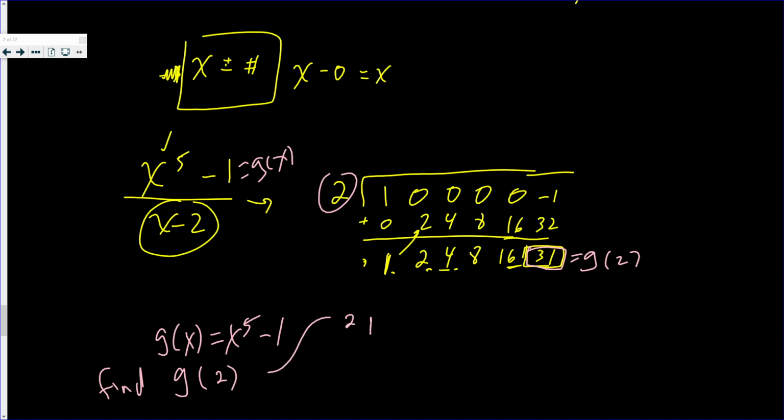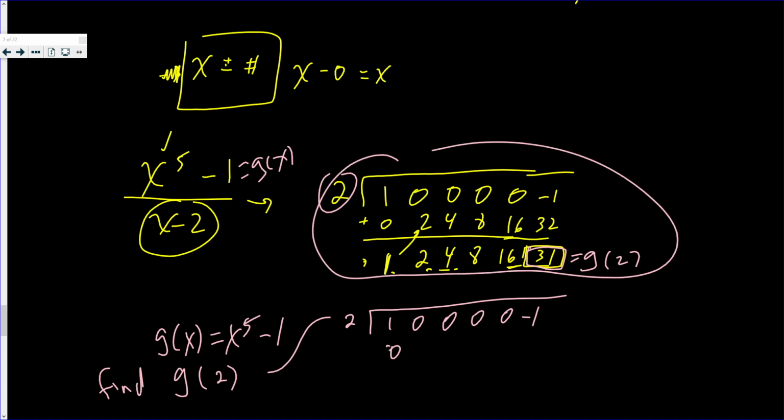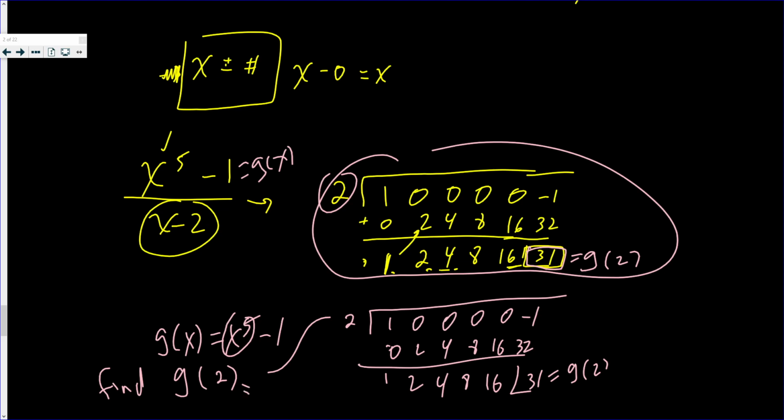you put the 2 out here, 1x to the fifth, no x to the fourth, 0x cubed, 0x squared, 0x is negative 1, and you do this all over again, and you're going to get 0, 2, 4, 8, 16, 32, 31. That is g of 2. If you don't believe it, 2 to the fifth is 32 minus 1.